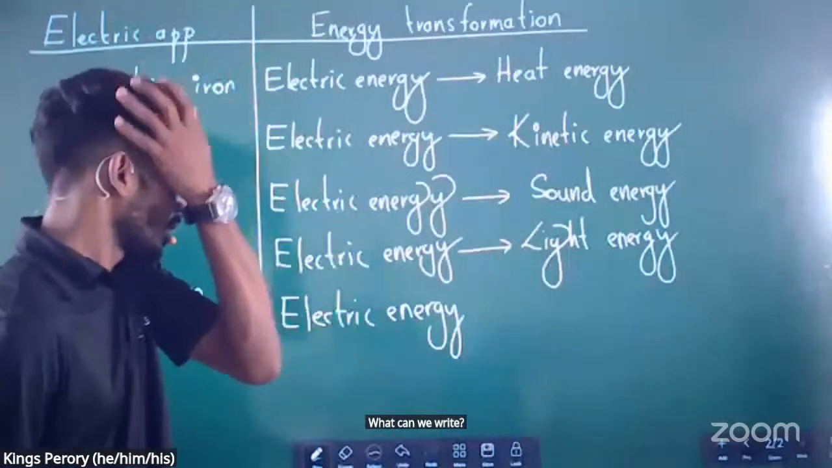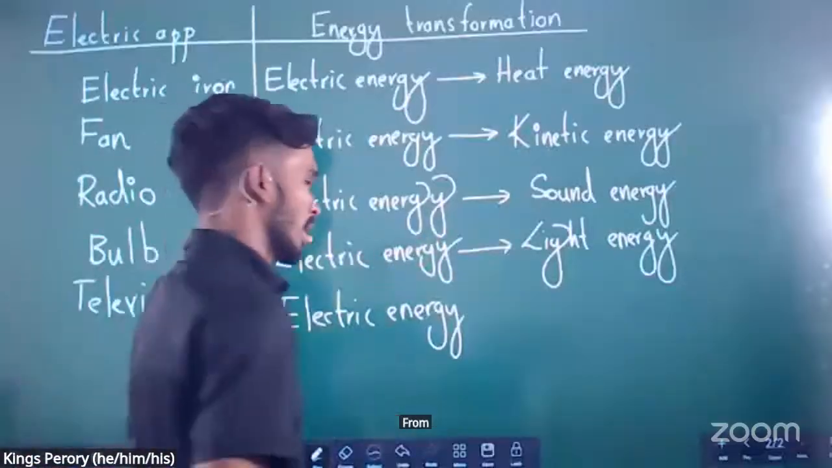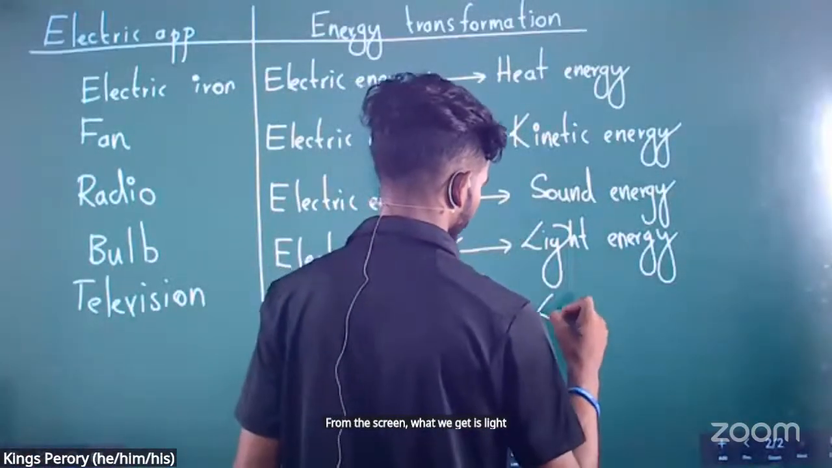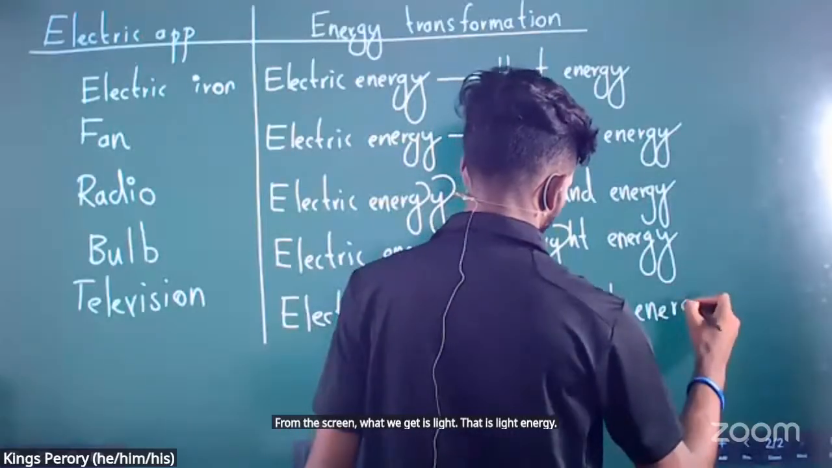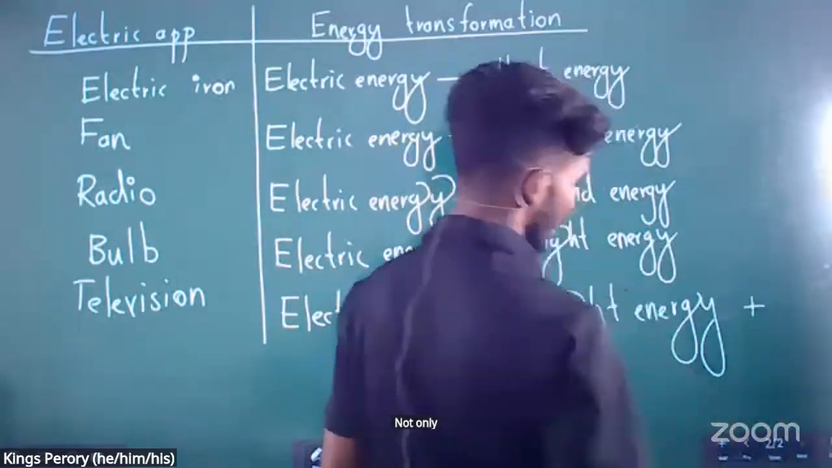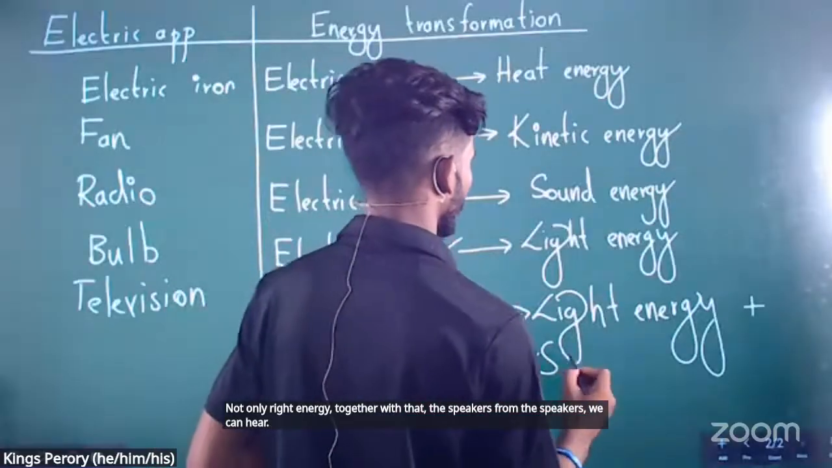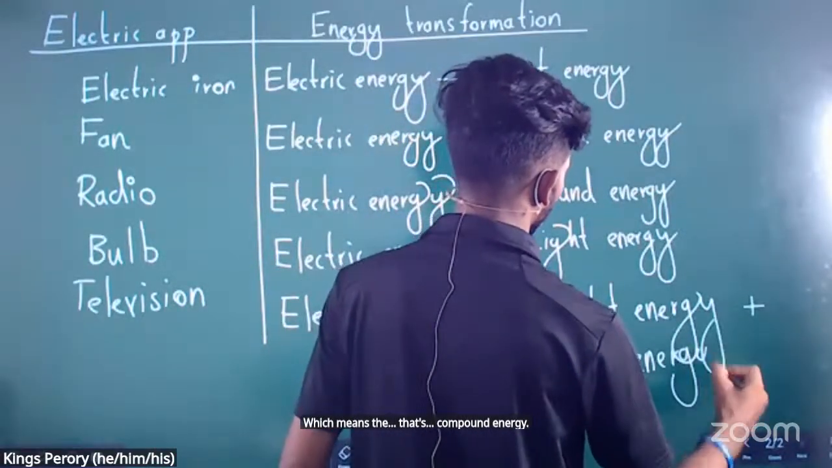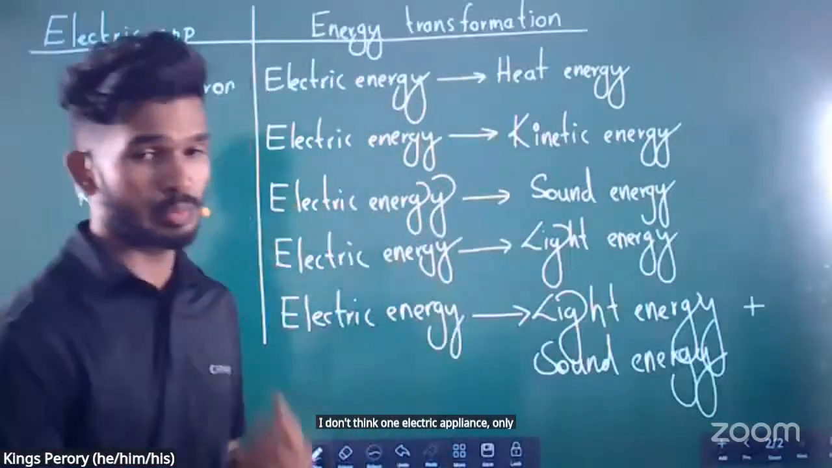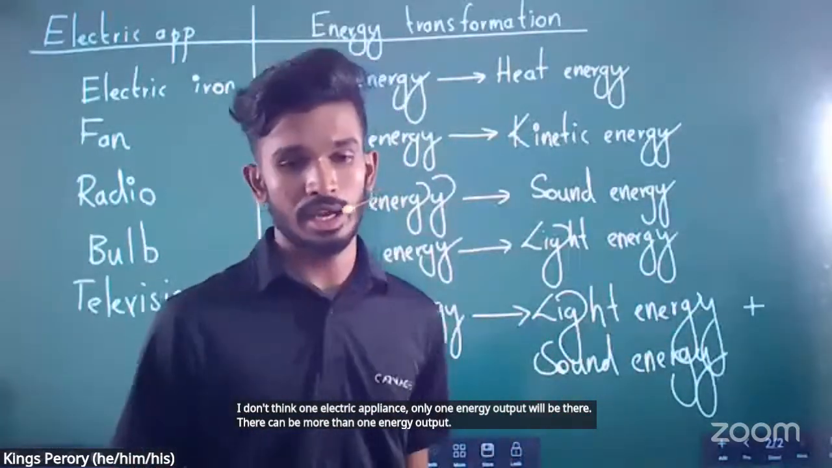Light energy and sound energy. Both. From the screen, what we get is light. So there is light energy. Not only light energy, together with that, from the speakers we can hear sound, which means sound energy as well. I don't think in one electric appliance only one energy output will be there. There can be more than one energy output. Television, light and sound both.